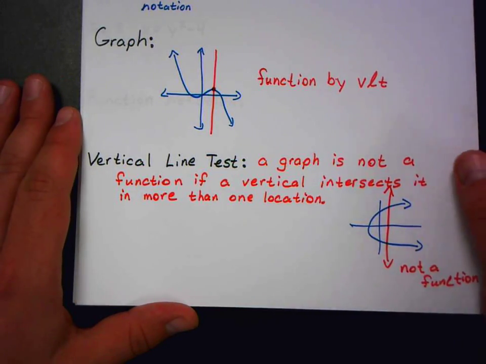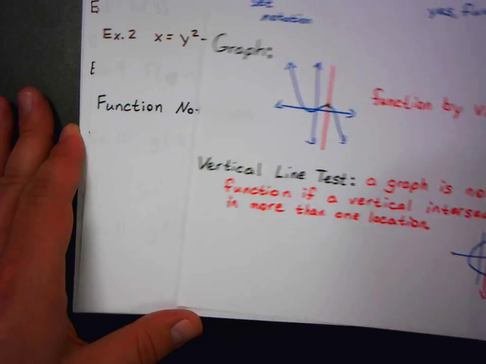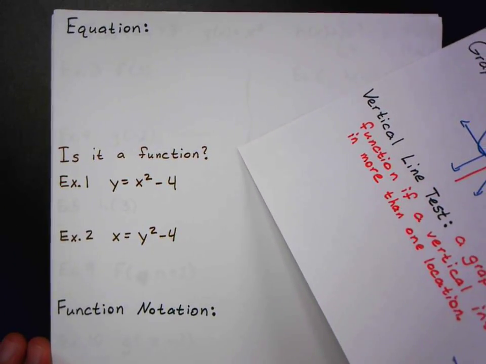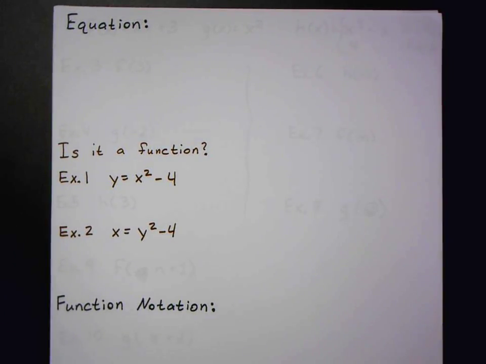Okay, am I good to switch? All right, so the last representation we're going to talk about is an equation. Again, this is another good way of representing infinitely many points.